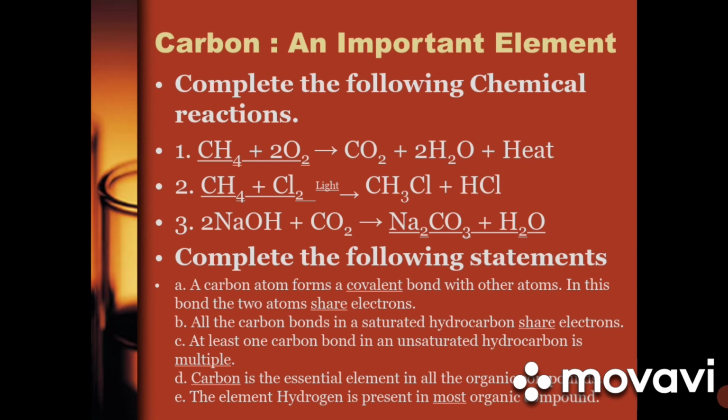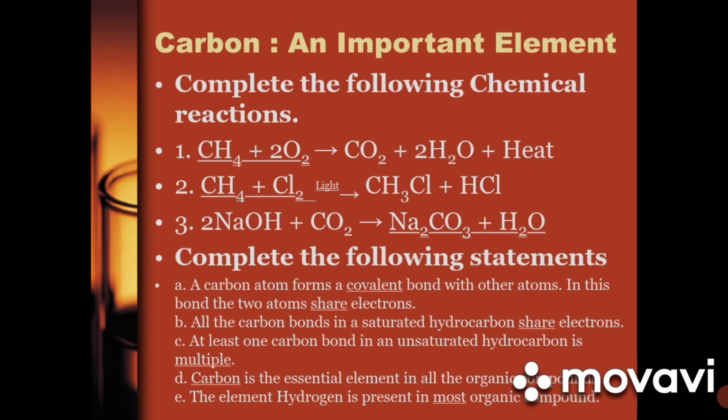Complete the following chemical reactions. The answers are as underlined. CH4, that is methane, plus 2O2 gives CO2 plus 2H2O plus heat. CH4 plus Cl2 in the presence of light gives CH3Cl, that is chloromethane, plus HCl. And the third, 2NaOH plus CO2 gives Na2CO3 plus H2O.